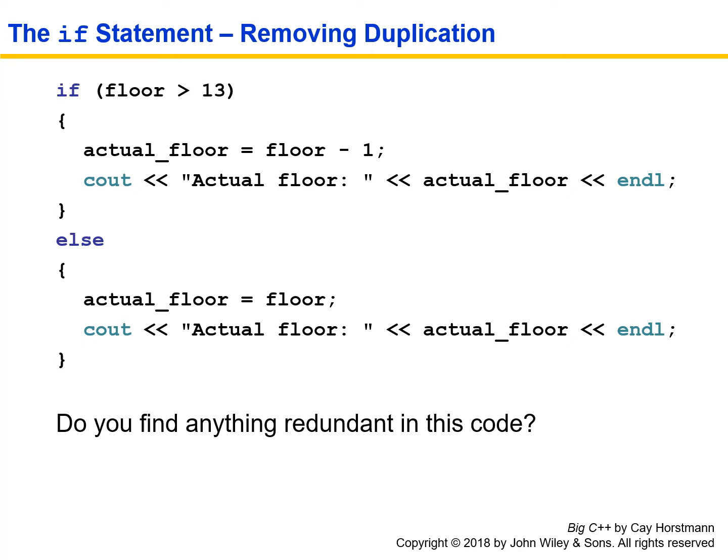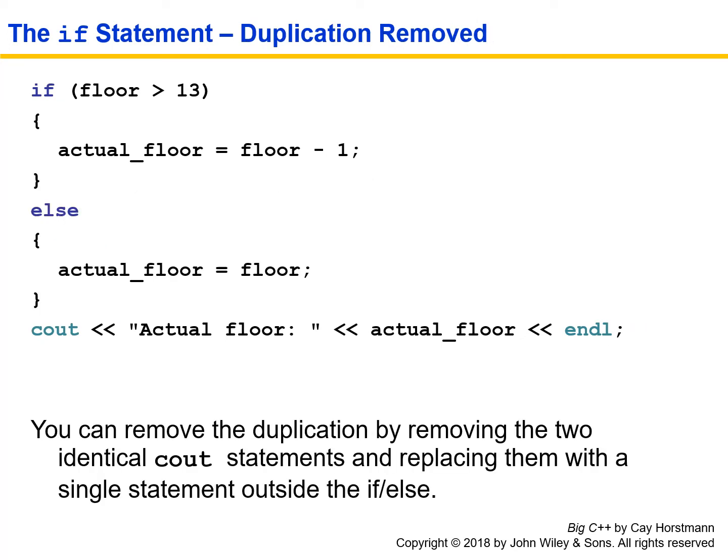Okay, let's consider this implementation of the elevator program. We've got it printing actual floor colon, and then the actual floor in both branches of the if statement, both the if and the else. That's kind of redundant. It's better to take the couts out, since they're identical statements, pull them out of the if and else and replace them with one statement at the end that does the same thing.